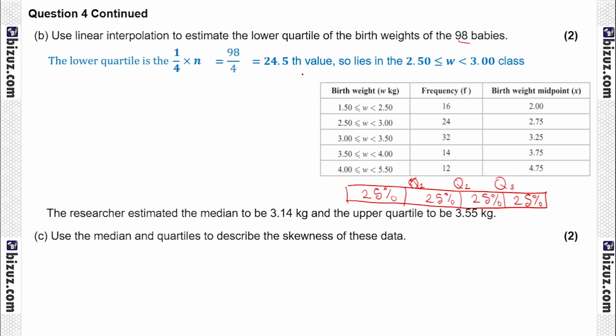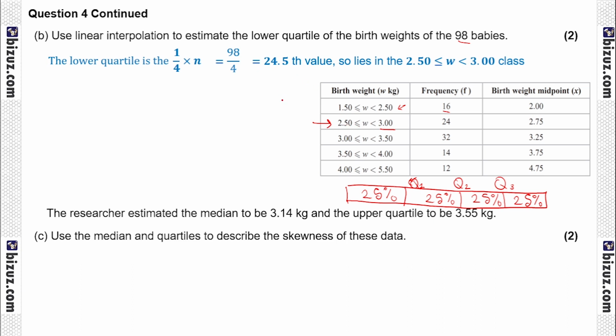So this value, let's see where it would lie. So let's see, from the beginning up to 2.50, we have 16 values in total. And then if we go up to 3.00, we have 16 plus another 24, so 40 in total. So up to 16, obviously it's the 24.5th value. It doesn't lie in this class. However, beyond 16 and within 40, the 24.5th value definitely lies in this class.